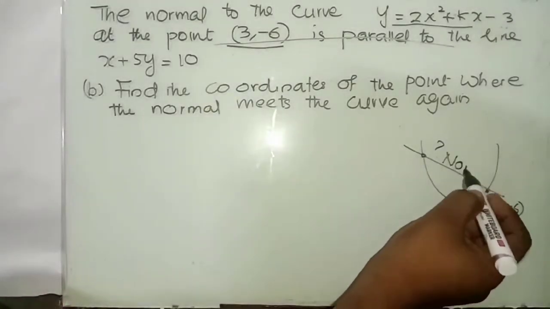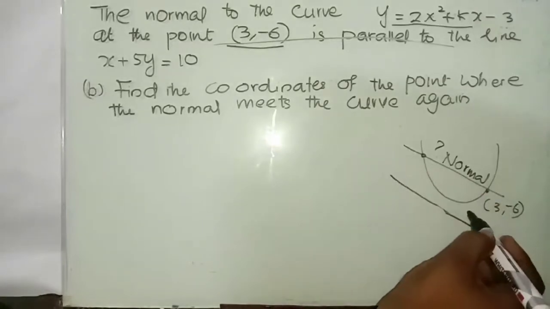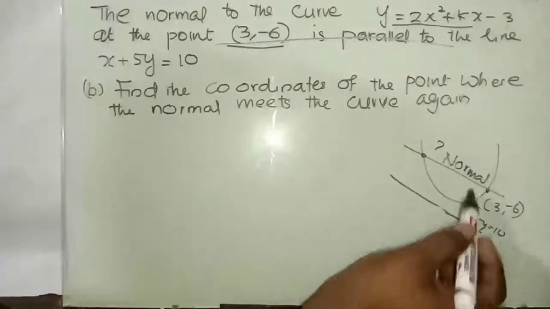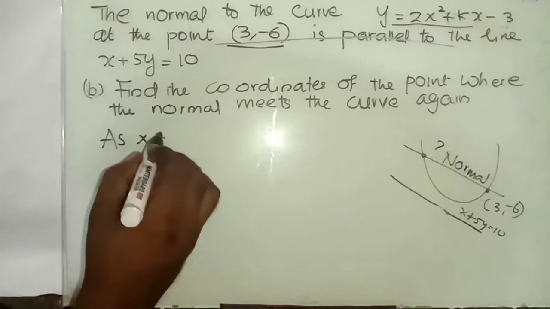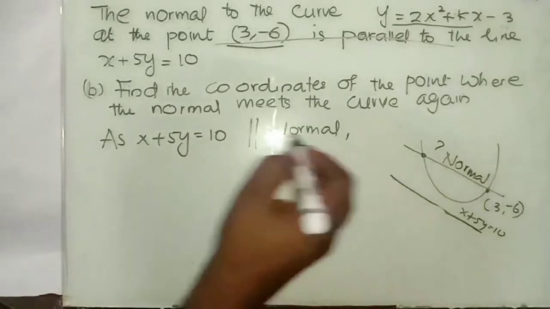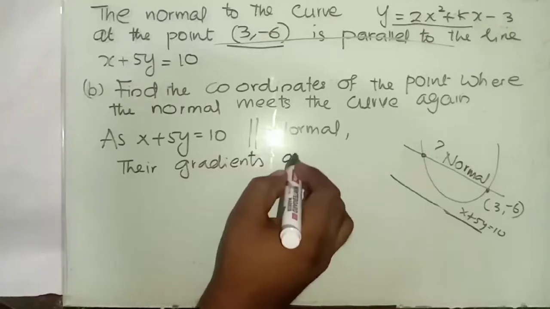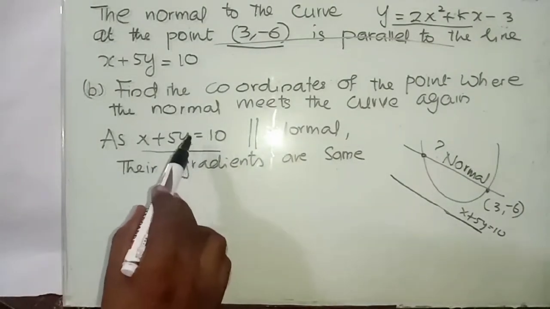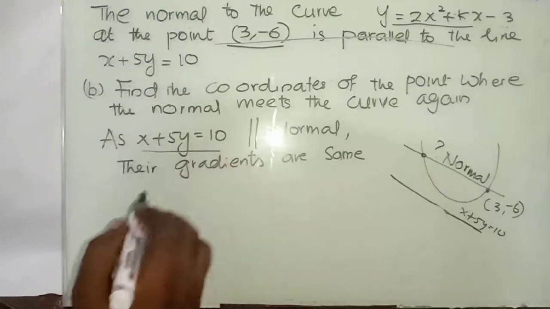Suppose this is the normal. This normal is parallel to another line. So these two lines are parallel. This line is x plus 5y is equal to 10. So we can use the concept, as the line is parallel to the normal, what about their gradients? Yes, they have the same gradient. So as x plus 5y is equal to 10 is parallel to the normal, their gradients are the same. So if you find the gradient of x plus 5y is equal to 10, that will be the same as that of the normal. So for that, let's find the gradient of x plus 5y is equal to 10.